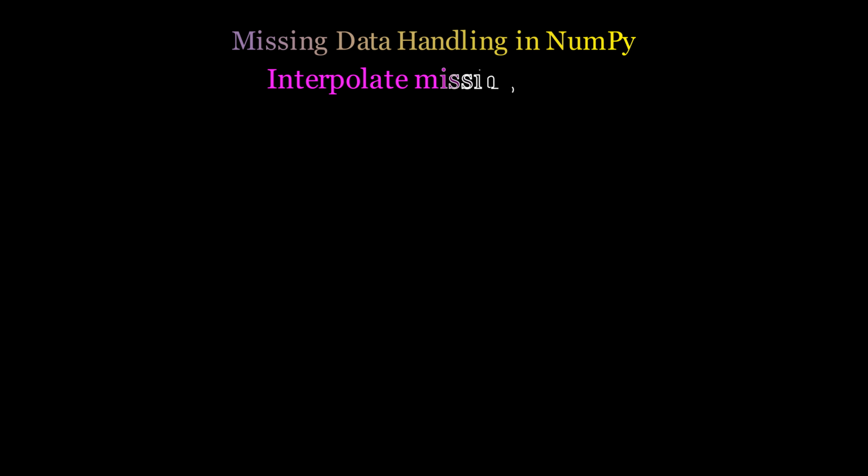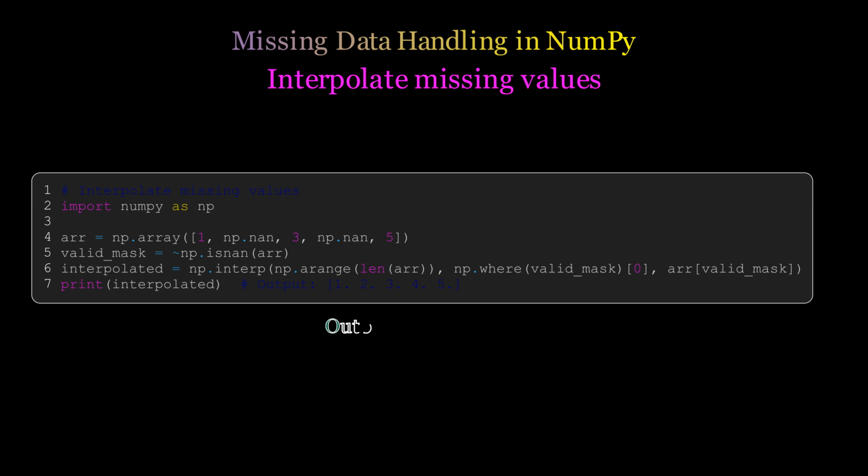For ordered data, interpolation estimates missing values. np.interp creates a linear interpolation between known points. From 1, NaN, 3, NaN, 5, we get 1, 2, 3, 4, 5. This maintains data trends better than simple replacement.